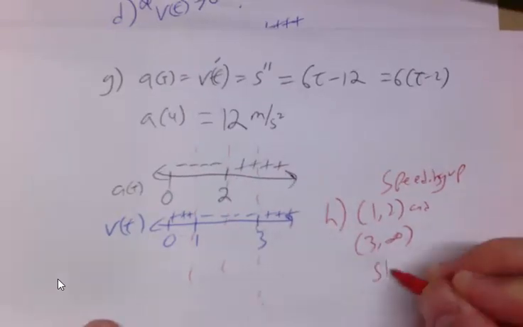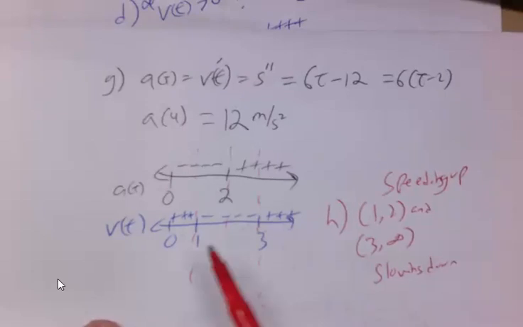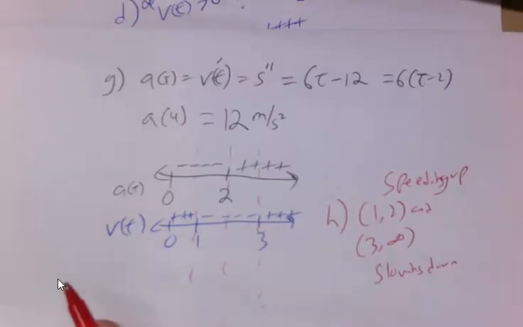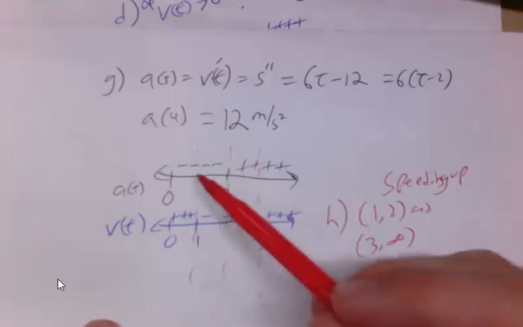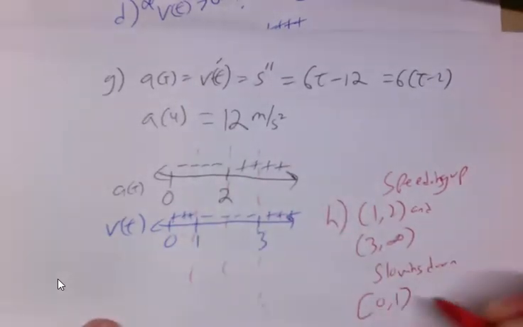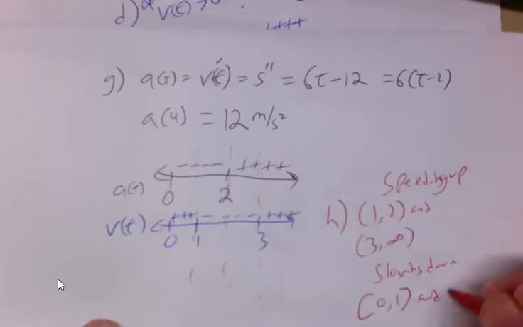Slowing down is just the opposite. Slowing down is when they're acting against each other, when the acceleration is positive but velocity is negative, or when velocity is positive and acceleration is negative. So that would be basically everywhere else. So from 0 to 1, including 0 but not including 1, and between 2 and 3.